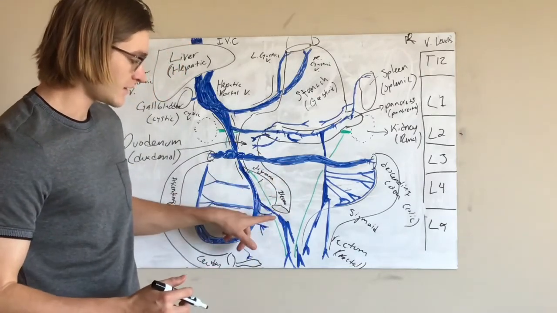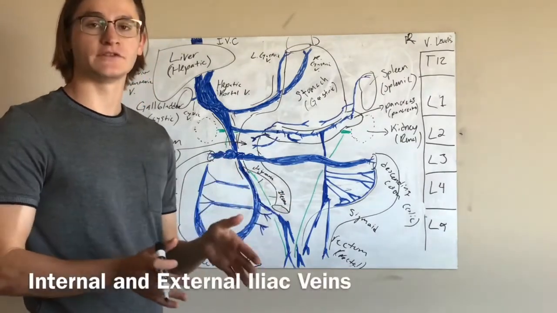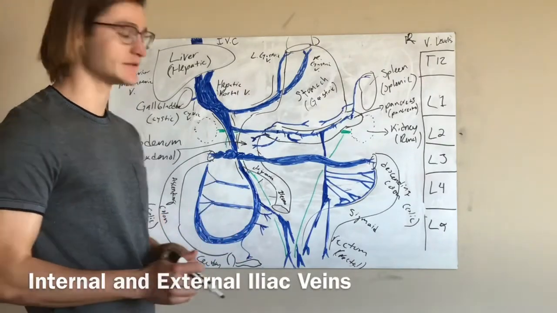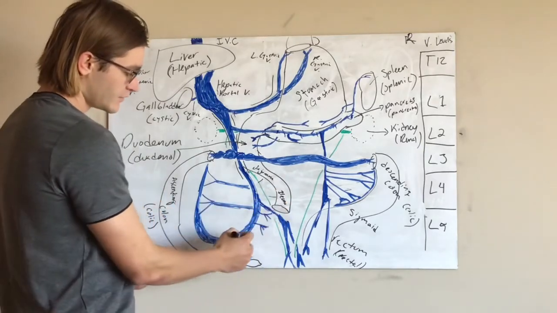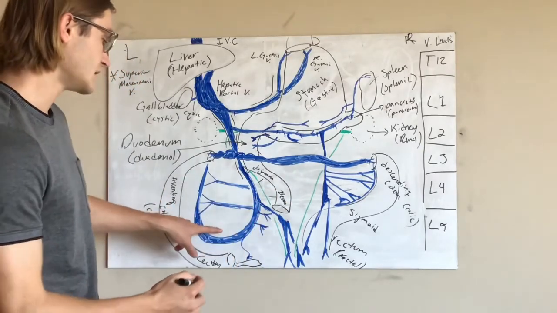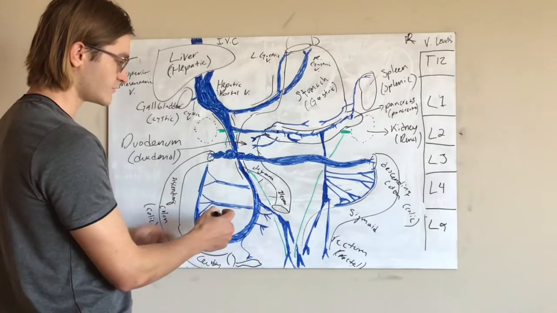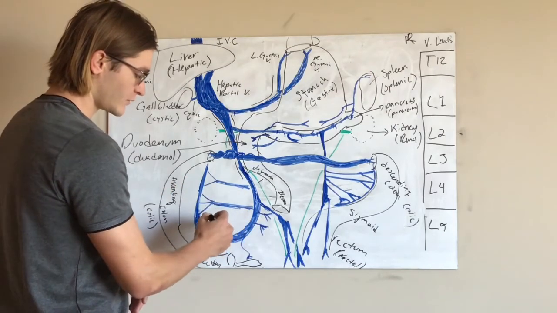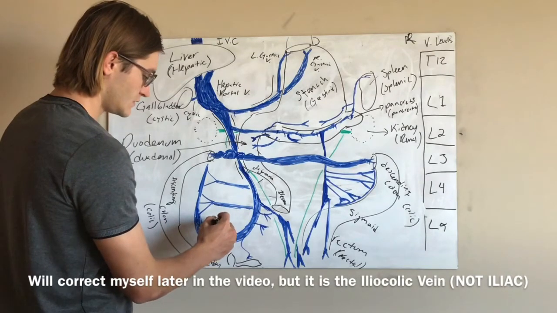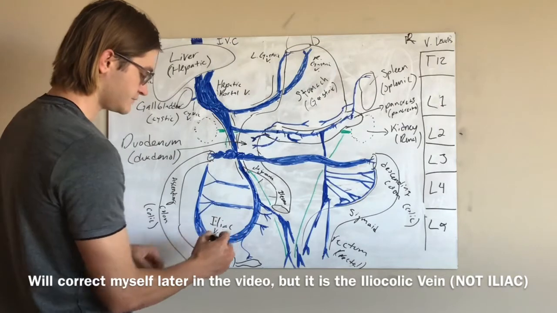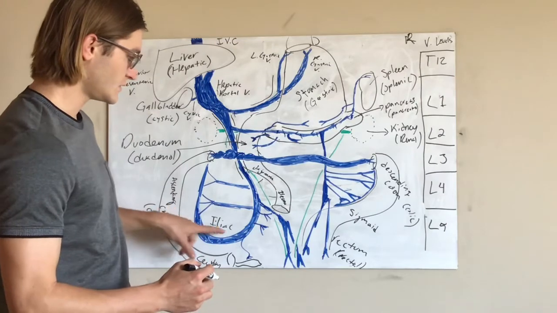It'll also have a common iliac vein, and the common iliac vein will branch off into your external and internal iliac veins, as you see here. So coming around here, we're going to have three or four veins coming off of here, and we're going to have the iliac. Iliac vein is going to be this bottom guy. Iliac vein.